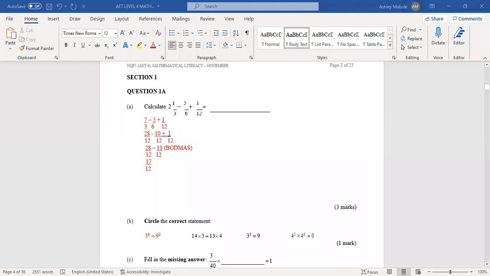Hi guys, today we'll be doing a 2020 question paper for your math literacy. Question 1 says you need to calculate. I see that you can't see, but this is 1, this is 5, and this is 1.